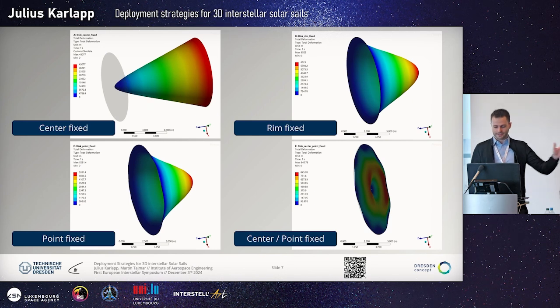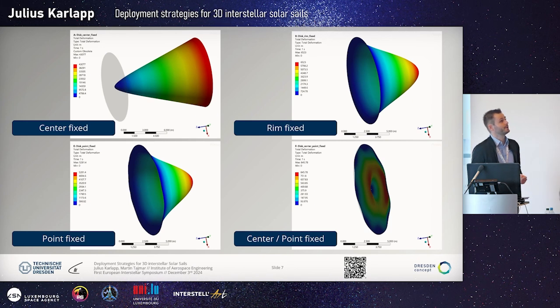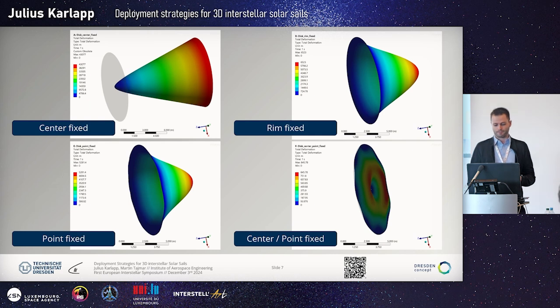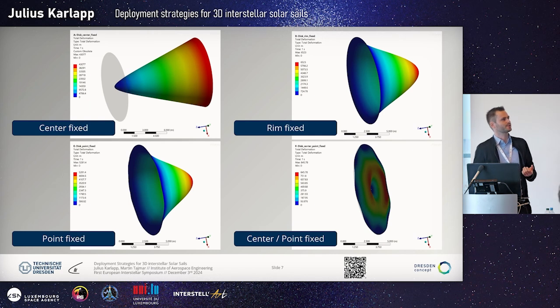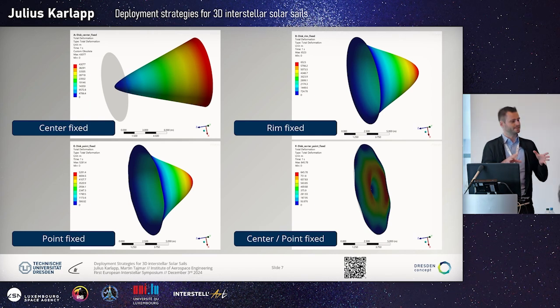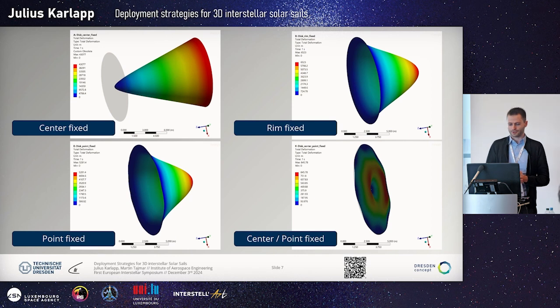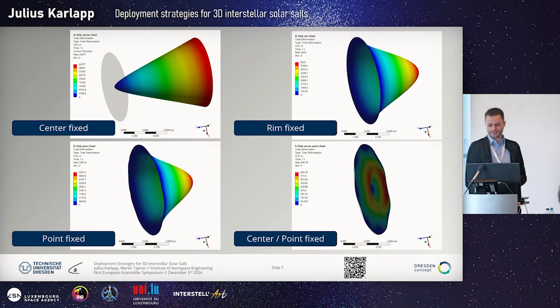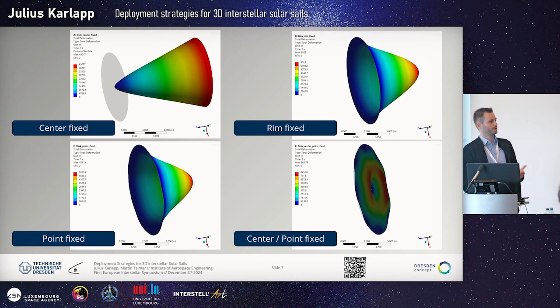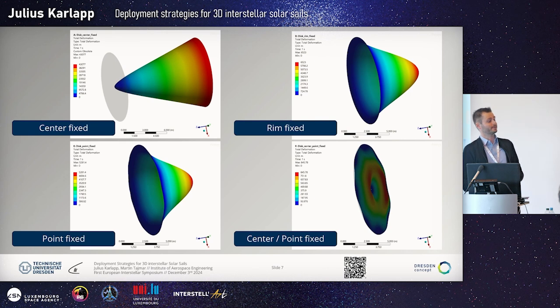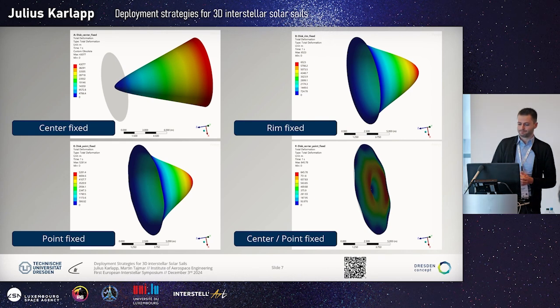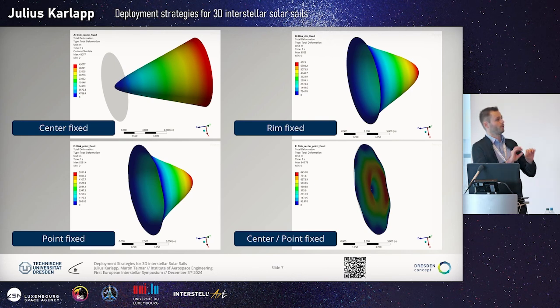What you can see on those figures is a 2D sail shape, but with various fixation strategies to the satellite bus. On the top left, there is a common center-fixed sail, as we know it from missions like LightSail, for example. On the top right, the fixation goes all along the rim.